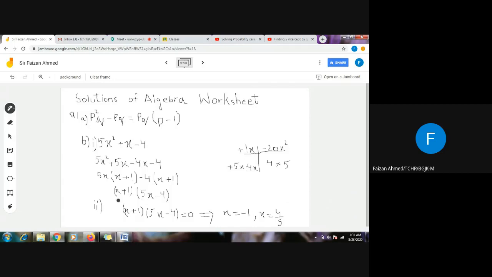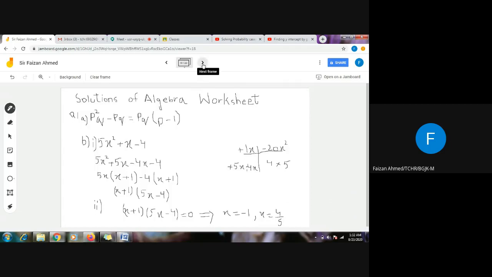And in the second part, we are asked to find the value of x. Basically, a quadratic equation has been given to us, and we are asked to find the solution or the values of the x variable. The expression is the same, we have just included an equal to sign and a zero, so this has become our quadratic equation. So we will write these factors equal to 0, and we will solve them by applying the zero property, and the value of x is minus 1 and 4 upon 5.